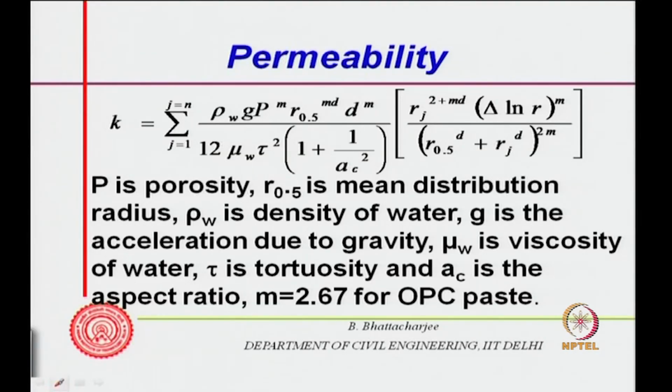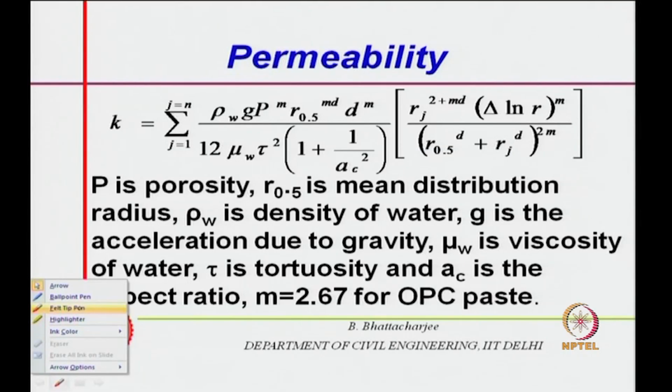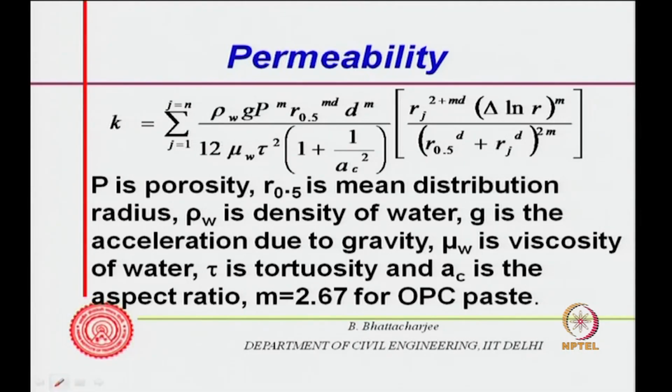This equation is theoretically derived based on results of intrusion porosimetry, whereby for interconnected pores one can determine their porosities. So, it depends upon density of water, rho; g is acceleration due to gravity; P is the porosity. This is what is called the mean distribution radius or median pore. M is an exponent which is 2.67 for OPC paste, might vary from material to material, and D is the dispersion of the pores.